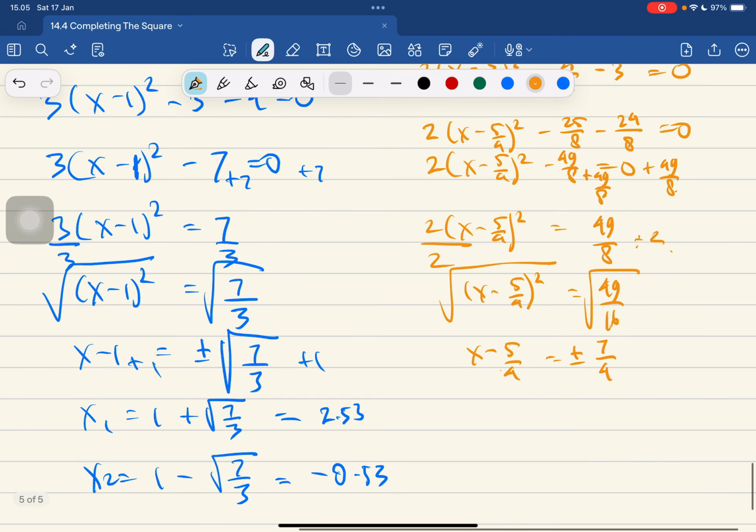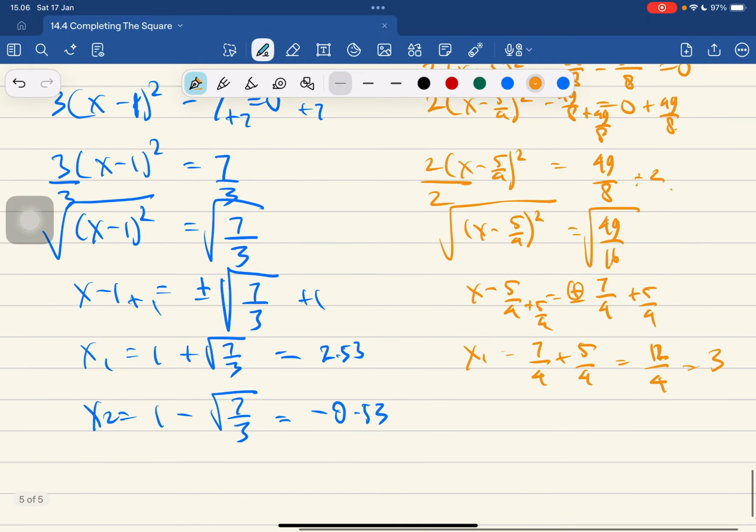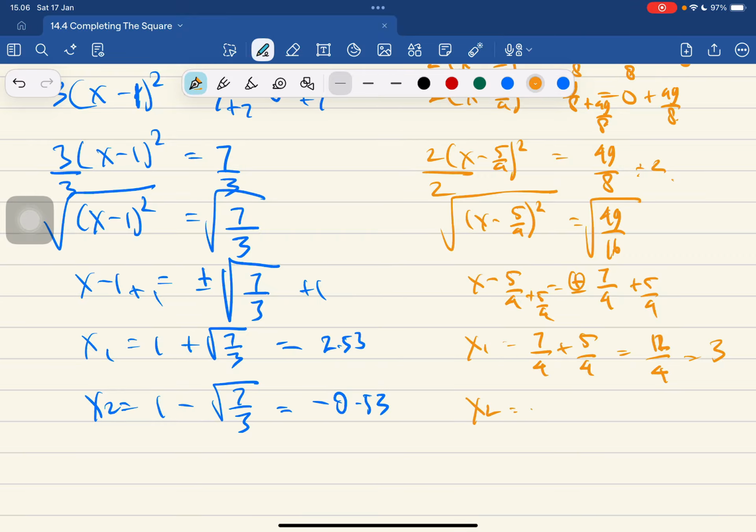Okay, to get rid of this negative number, we plus by 5 over 4 both sides. So we got x1, we'll use the positive sign, so 7 over 4 plus 5 over 4 is equal to 12 over 4, or 3. For x2 we will use negative sign, so negative 7 over 4 plus 5 over 4 is going to be minus 2 over 4, or we can write as minus 0.5. Next, e.